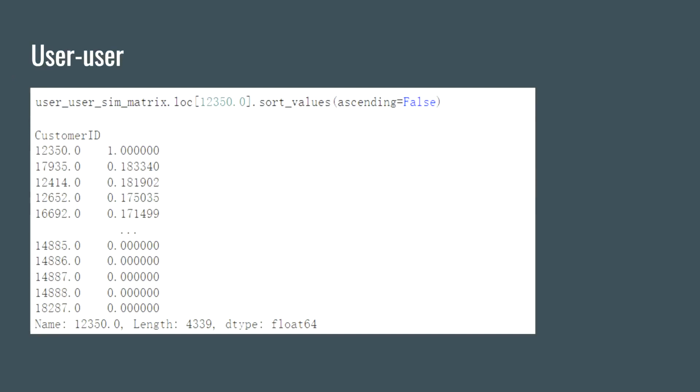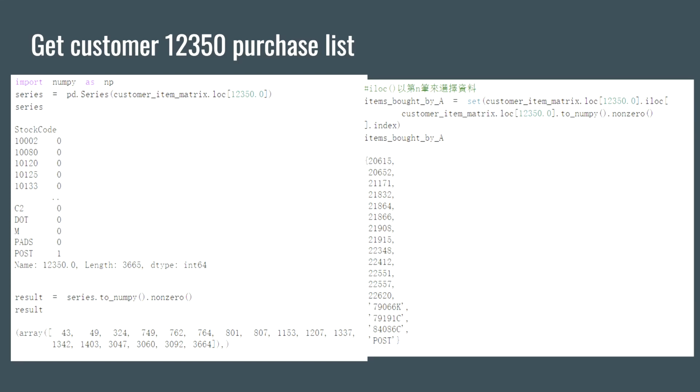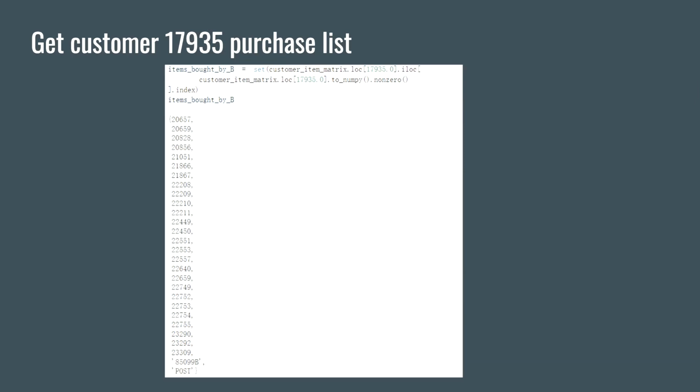User-user. For example, we want to find out the other customers who are most similar to customer 12350 and sort the similarity from large to small with the other function. As we can see, customer 17935 is the most similar to customer 12350. We get the customer 12350 purchase list through this code. So we get the customer 17935 purchase list.